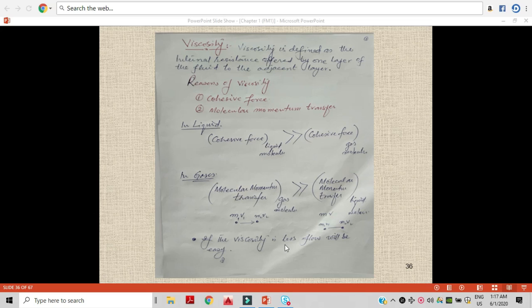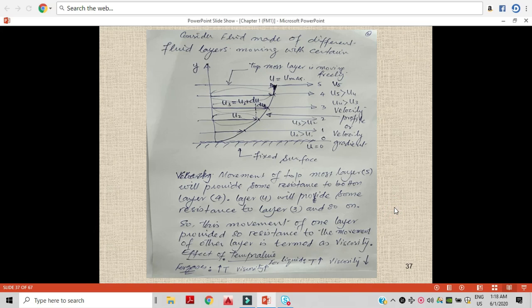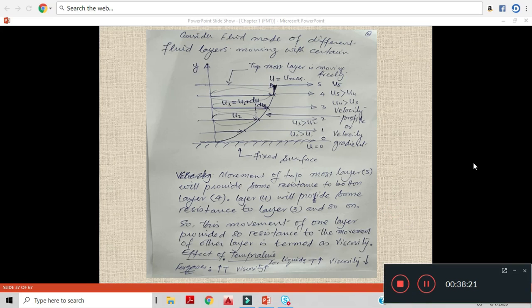If the viscosity is less, the flow will be easy. Now let's see how the resistance between two layers occurs. So consider a fluid made of different fluid layers moving with a certain velocity. Here you can see there is a solid surface, which is 0, and there is the first layer of fluid, that is 1, the second layer, the third layer, the fourth layer, and the fifth layer of fluid.